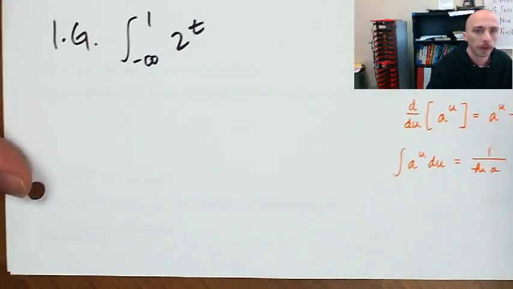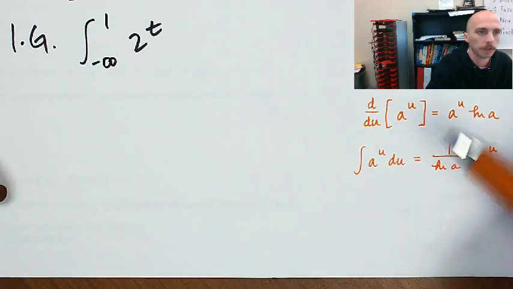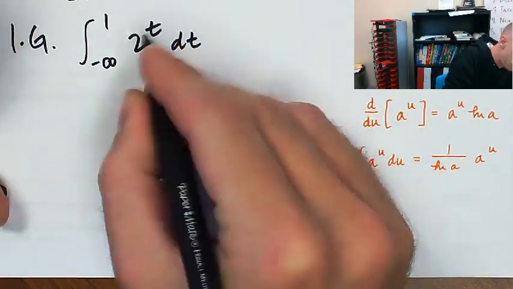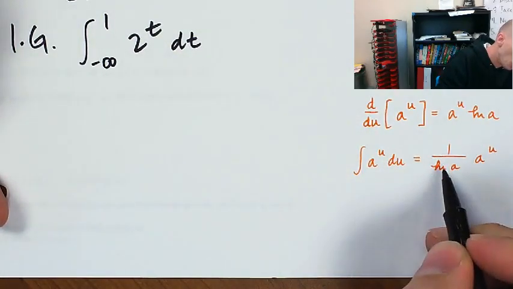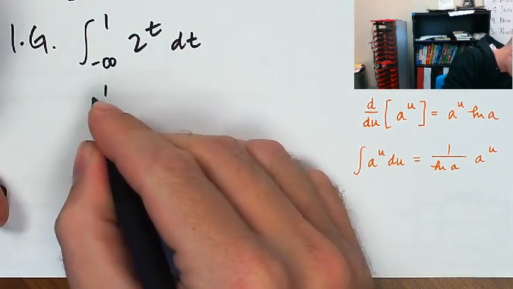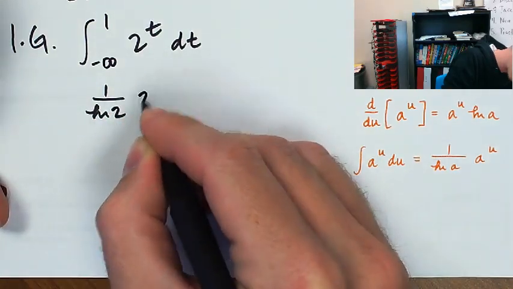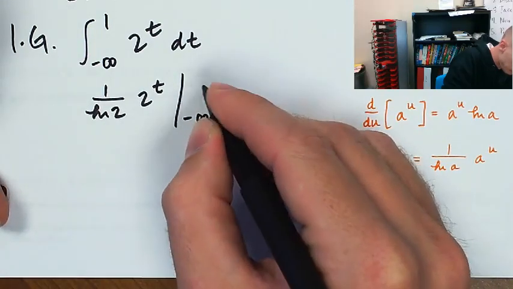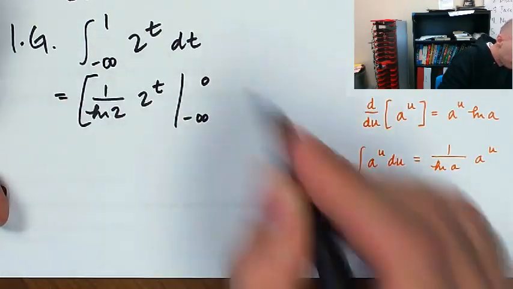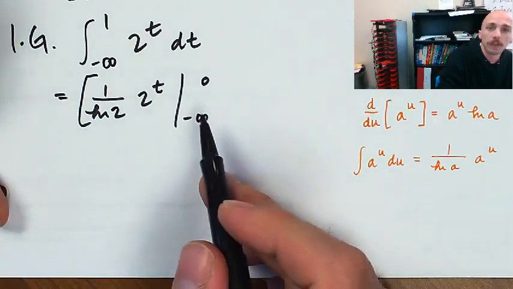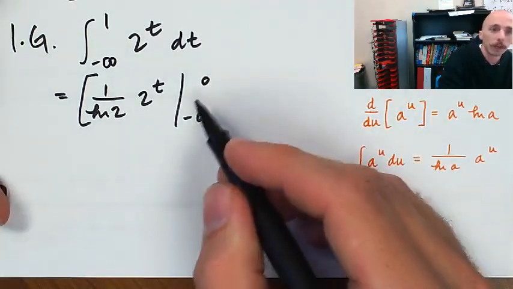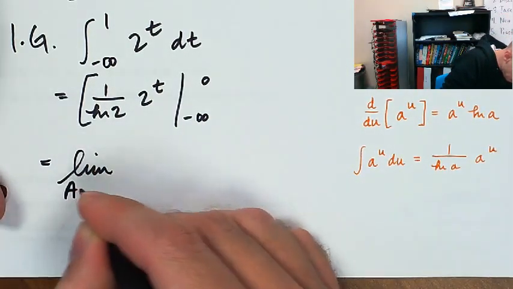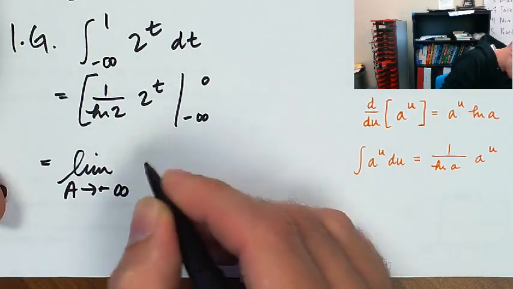So if I'm equipped with this knowledge, I've got an antiderivative for 2 to the t. It's going to be 1 over the log of 2 times 2 to the t. I'll let that run from negative infinity to 0. Negative infinity is not something I'm going to be able to plug in, so I take the limit as the lower bound goes to negative infinity.